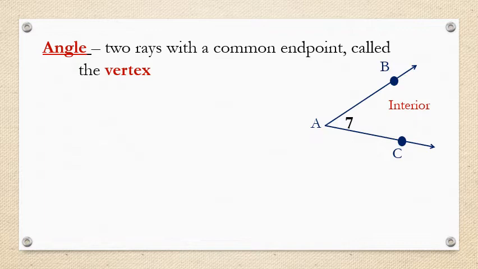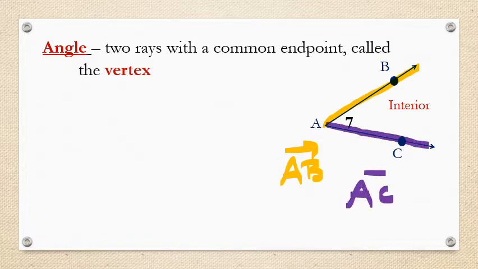So if we look at the picture on our paper and we think about the rays, here I have one ray, so this is ray AB. So that's a ray that starts at A and goes towards B. And then over here, I have ray AC that starts at A and also goes in the direction of C. So we have two rays. Our two rays have a common endpoint right here at A. And that point is called the vertex. So point A is called the vertex.